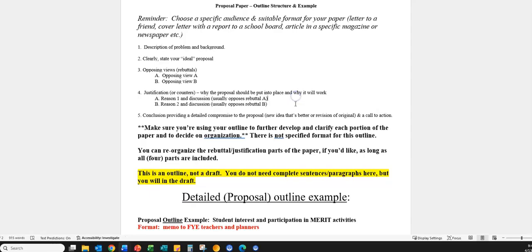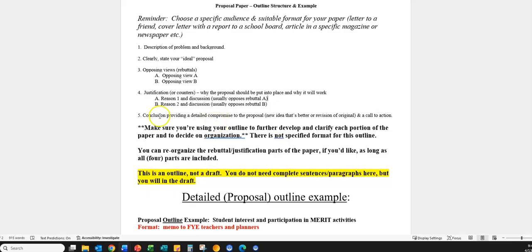So the justifications are the pros about your idea, why it is a good idea, why it will work, and so forth. And again, you can counter those rebuttals directly or not. That's up to you. The one thing you don't want to do in the justification is to introduce new changes to the plan. That's what the compromise is for. Don't add in new ideas that aren't in the original at this stage. You're still arguing the original proposal here.